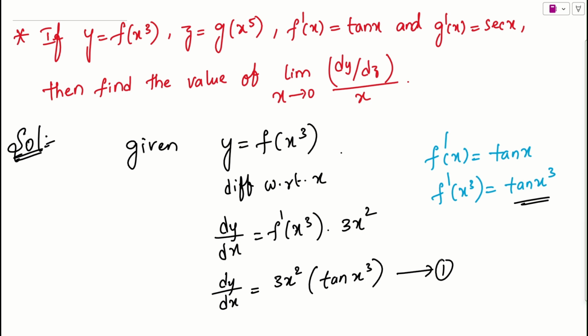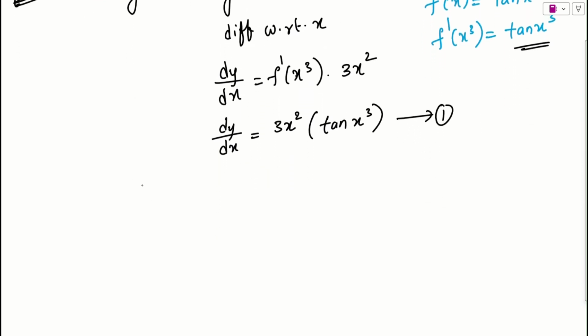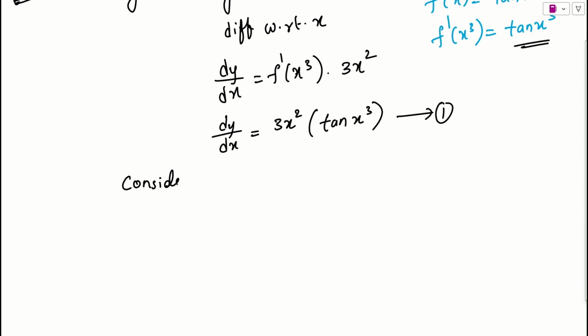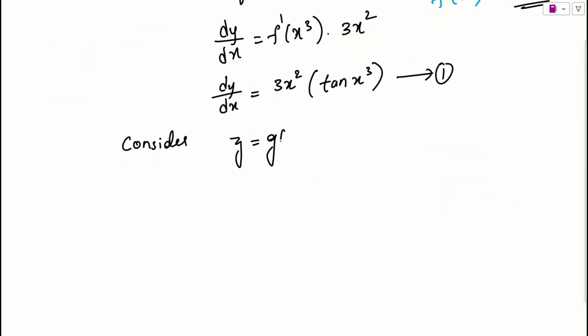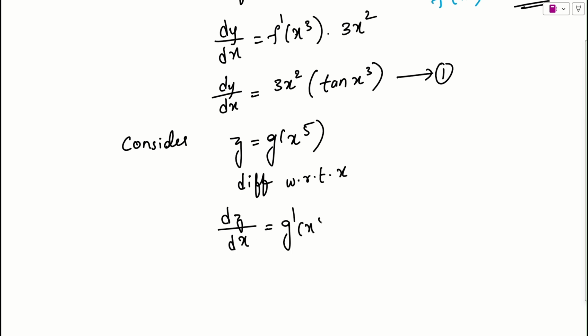If you have any doubts, you just let me know. Okay. Now let us consider the second function. What have they given? z is nothing but g of x power 5. Try to differentiate this function also with respect to x. What will I be getting here? dz by dx. The derivative of g of x will be g dash of x, so the same thing I'll be applying here. This is g dash of x power 5. What is the derivative of x power 5? 5 times x power 4.